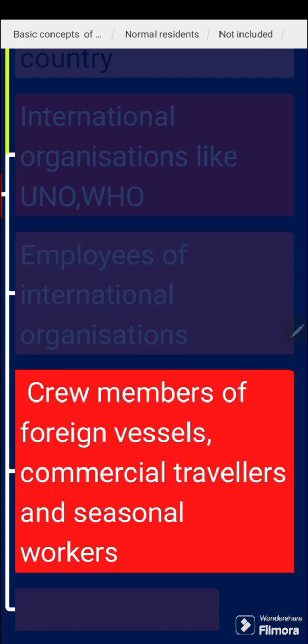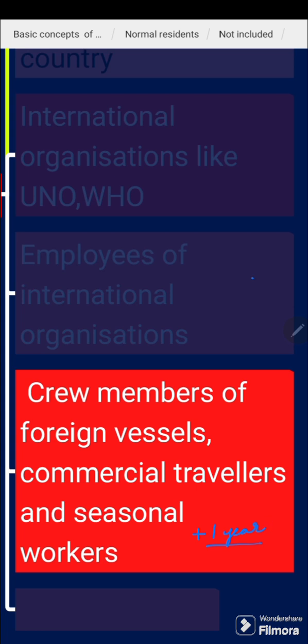The next category of people who are not part of normal residents are crew members of foreign vessels, commercial travelers, and seasonal workers. They are normal residents of the area from where they are moving and not where they are visiting. But here also, if the stay or duration from where they are moving to the new place is more than 1 year, they will be considered as normal resident of that particular country.